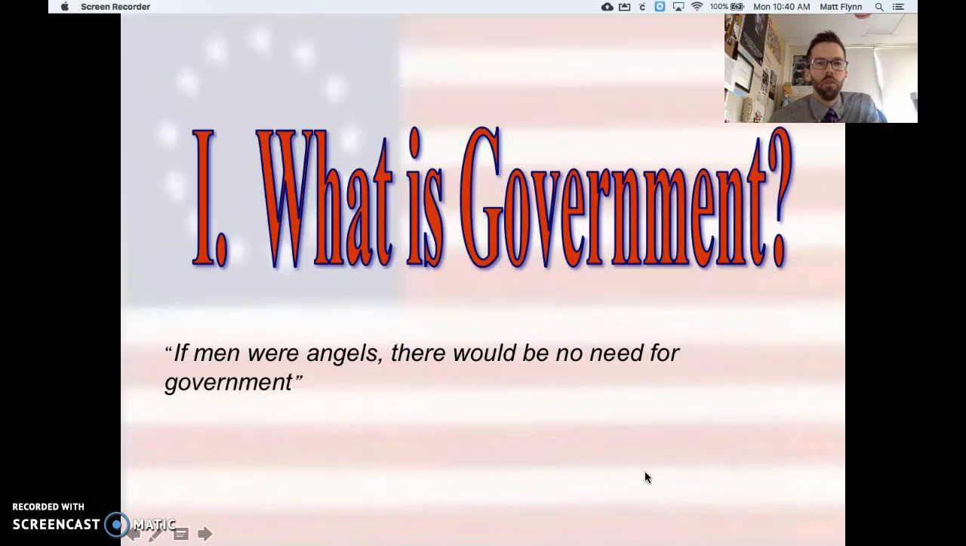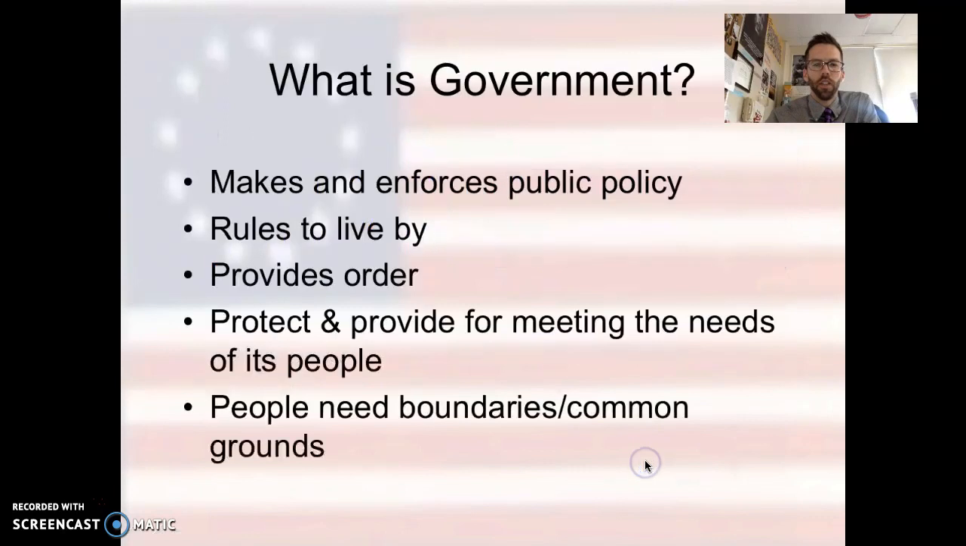So you see this quote, what is government? We're going to talk about this in class. If men were angels, there would be no need for government. Now obviously men are not angels, and therefore we need some sort of constraint and also the goods and services and keeping society functioning. So let's take a look at what government is.